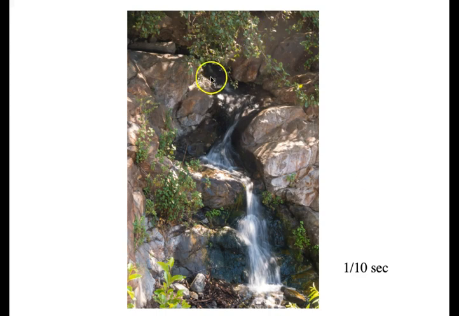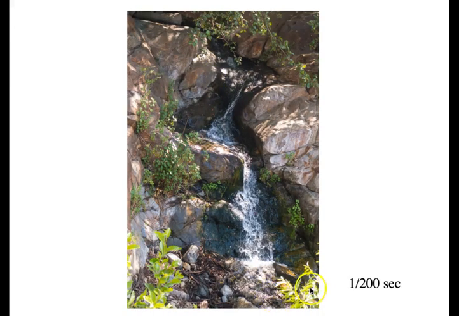And this water is really blurry. You see there's lots of motion to it because it's moving so fast that it's not captured, stopped motion because of the slow shutter speed. So if you wanted to stop the waterfall, you need a faster shutter speed, like this, 1/200th of a second. Now you can actually see these droplets of the water.